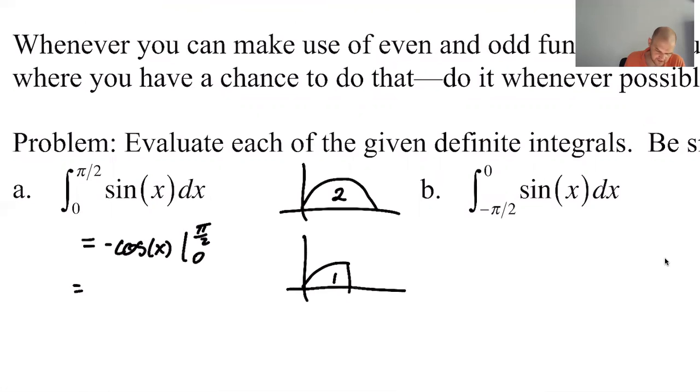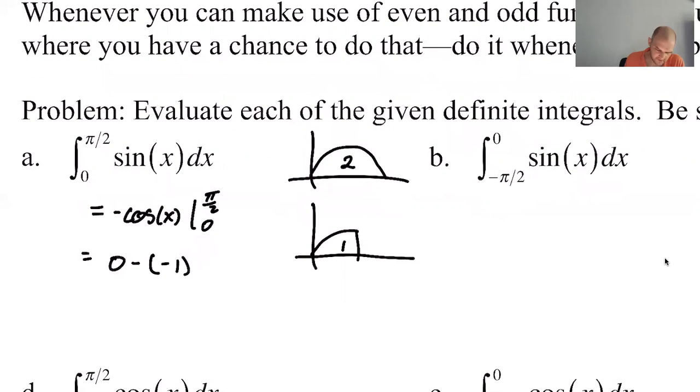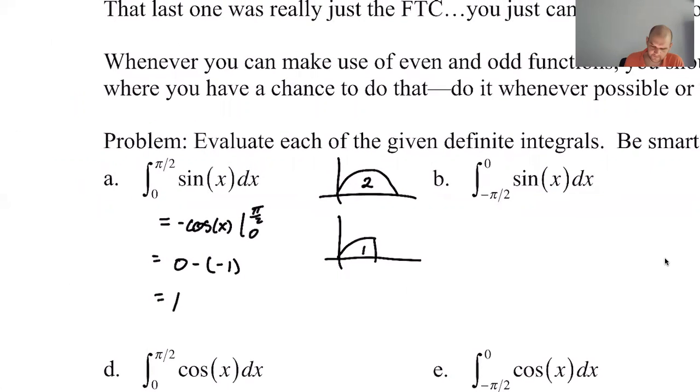The cosine of 0 is 1. I don't know what I said. Cosine of pi over 2 is 0. So 1 minus 0 is 1, so that makes sense.